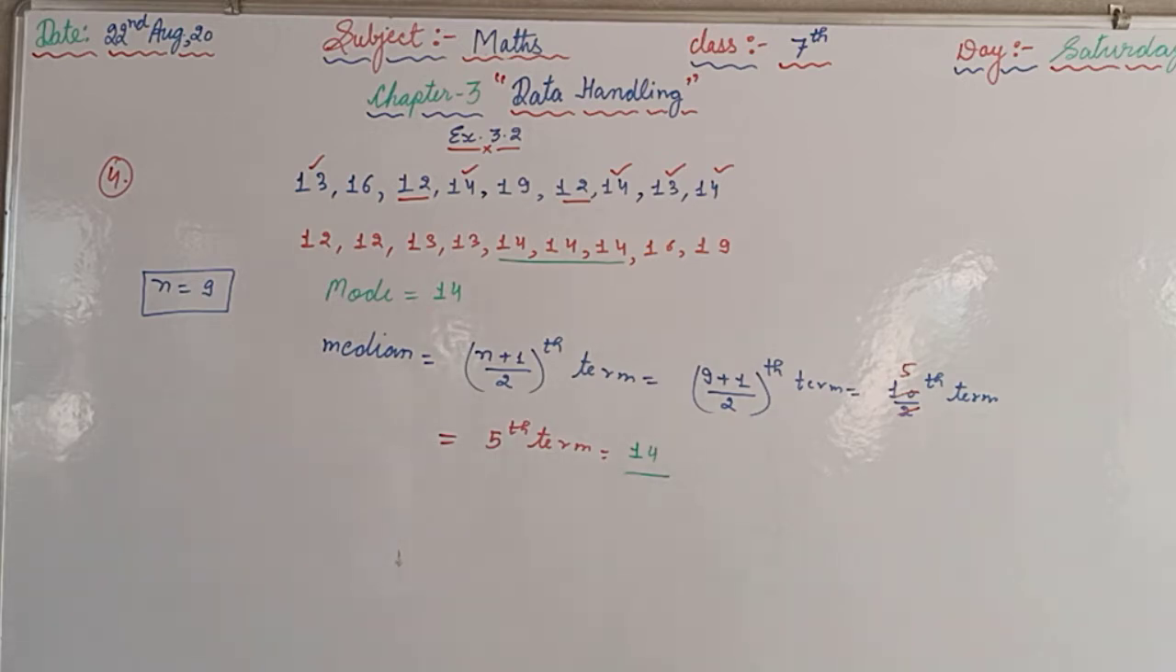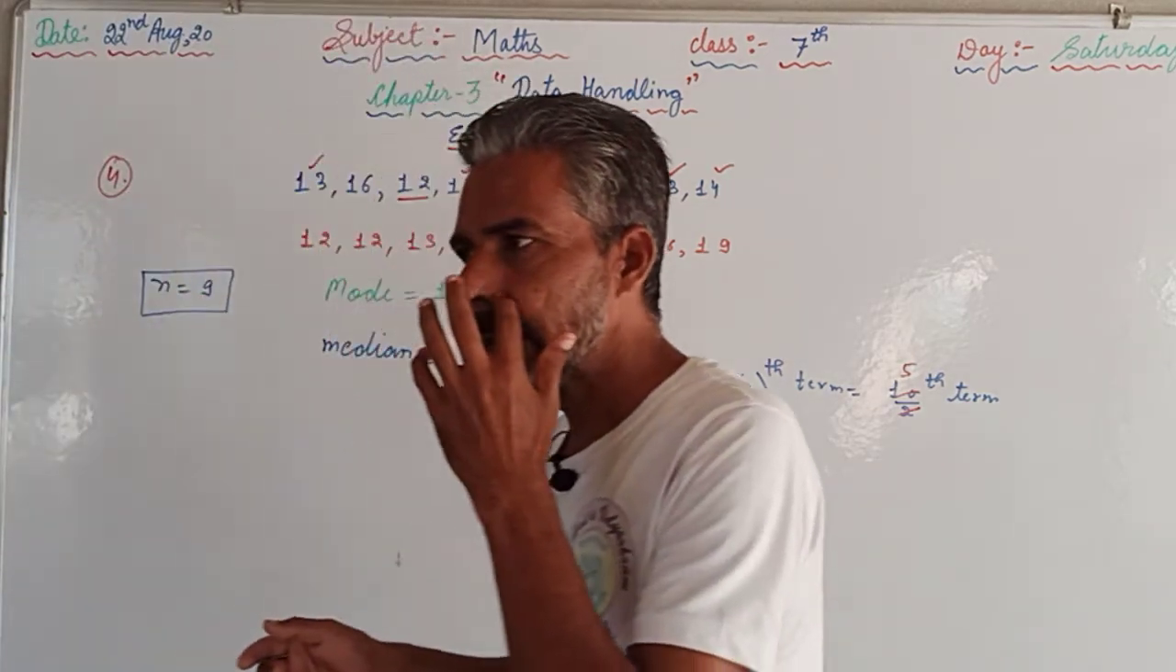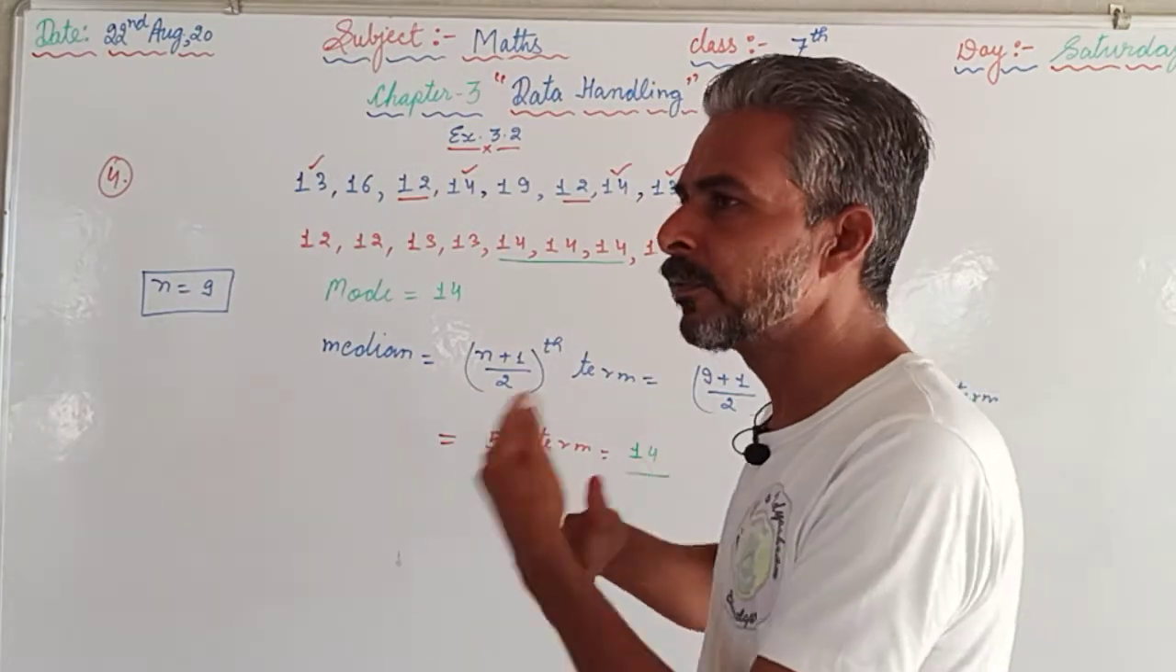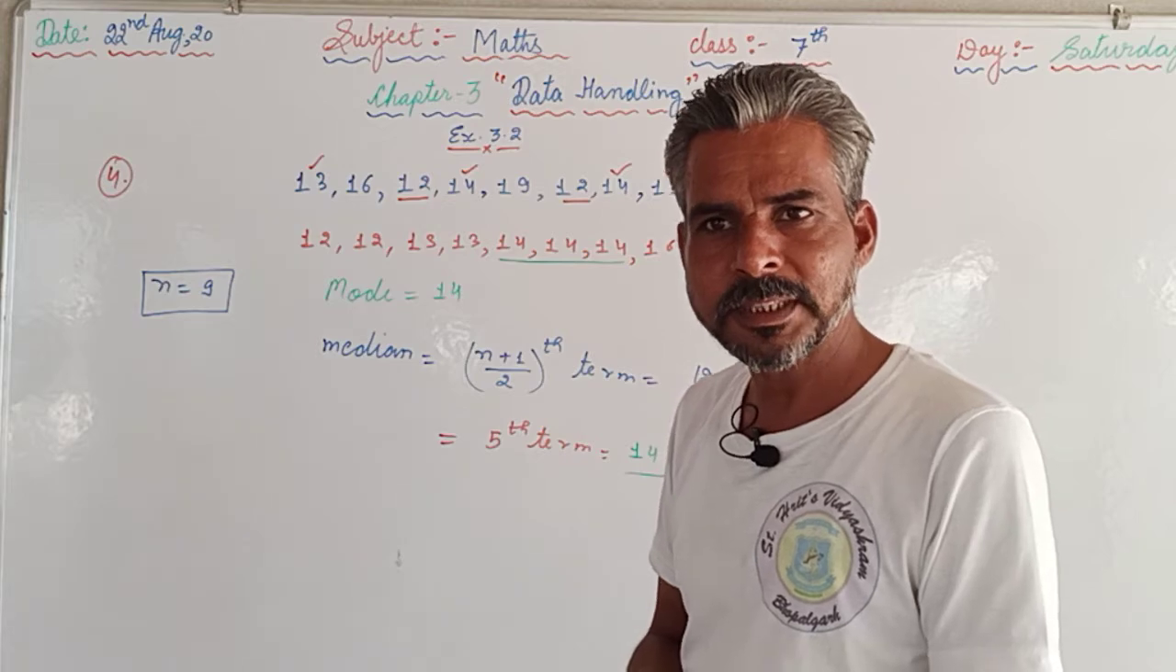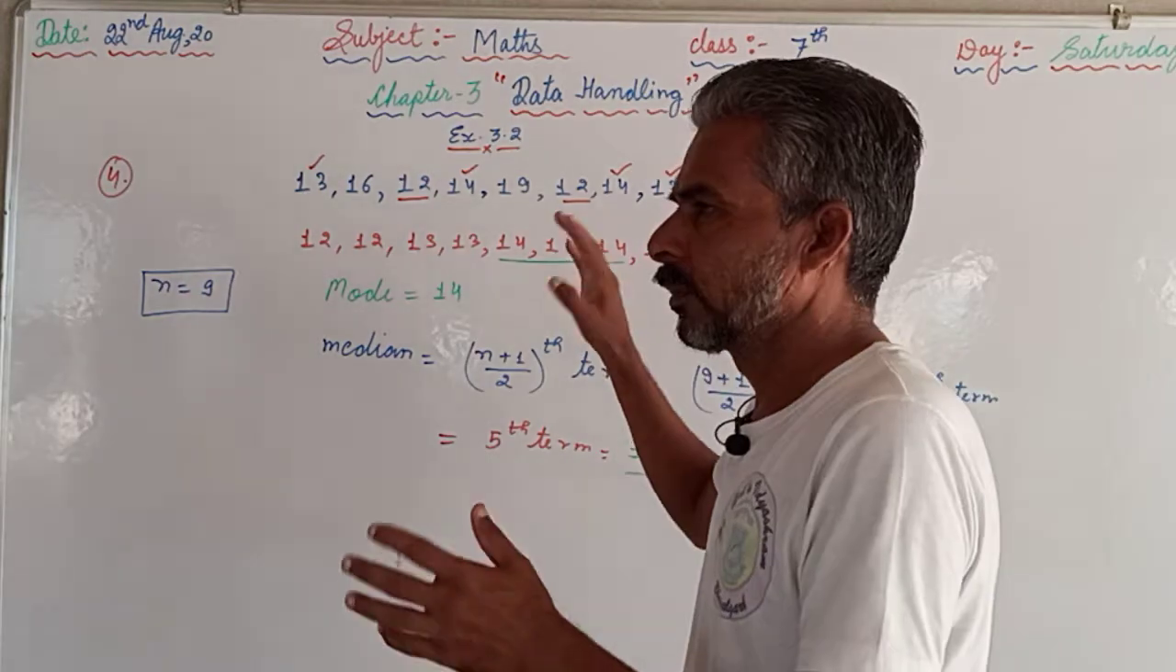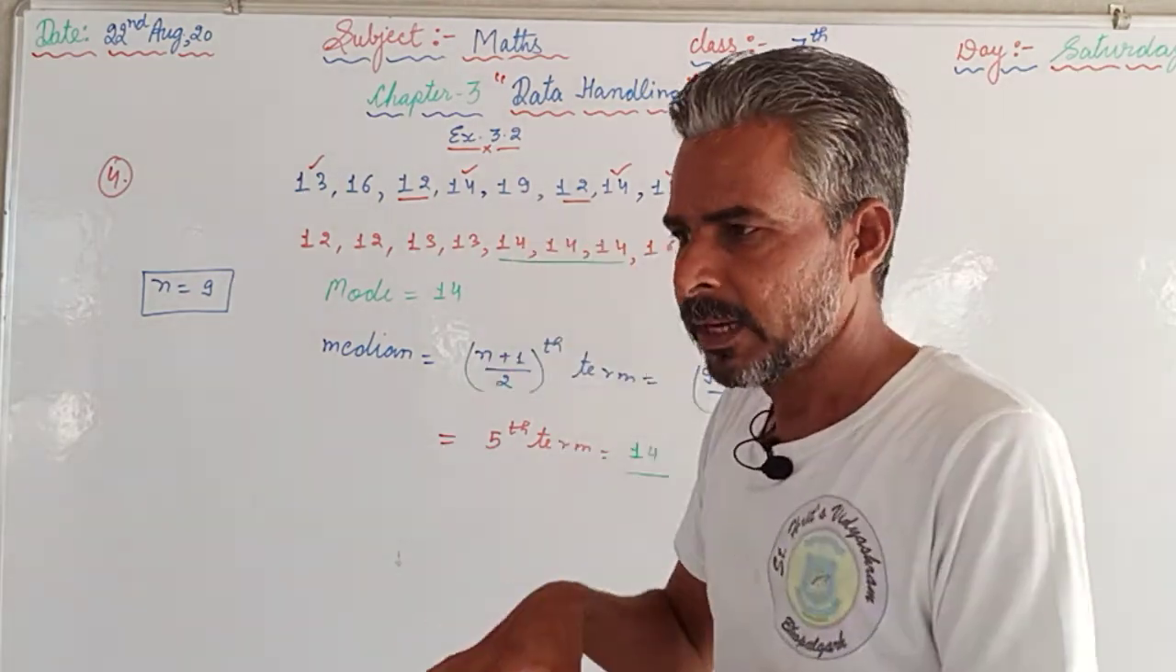In the last question, question number 5, as you can see in your book, true or false statements are there. The first one is: the mode is always one of the numbers in the data. What is mode? Mode is the number which is repeated the maximum times in the given observations. So that observation will be from the given information only.